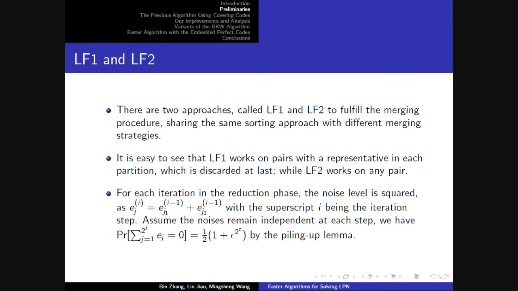There are two approaches called F1 and F2 to fulfill the merging procedures, sharing the same sorting approach with different merging strategies. It is easy to see that F1 works on pairs with a representative in each partition, which is discussed at last, whereas F2 works on any pairs. For each iteration in the reduction phase, the noise level is squared. It can be seen here, with the superscript I being the iteration step. Assuming that the noise remains independent at each step, we have this relation after the BKW reduction, according to the piling-up lemma.